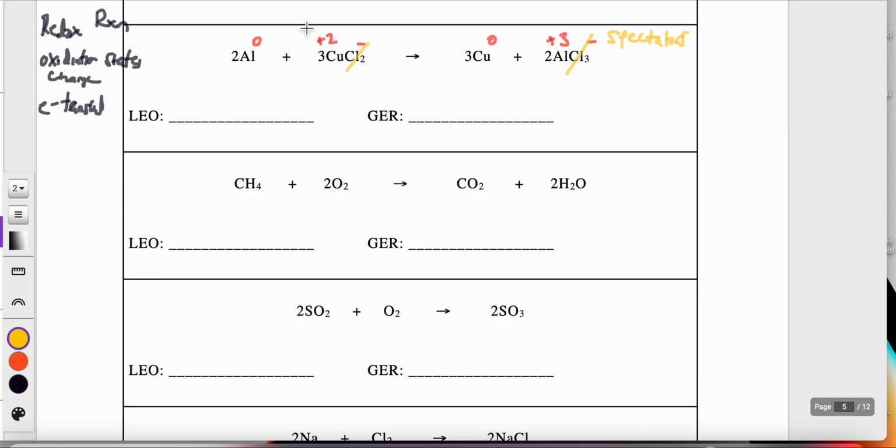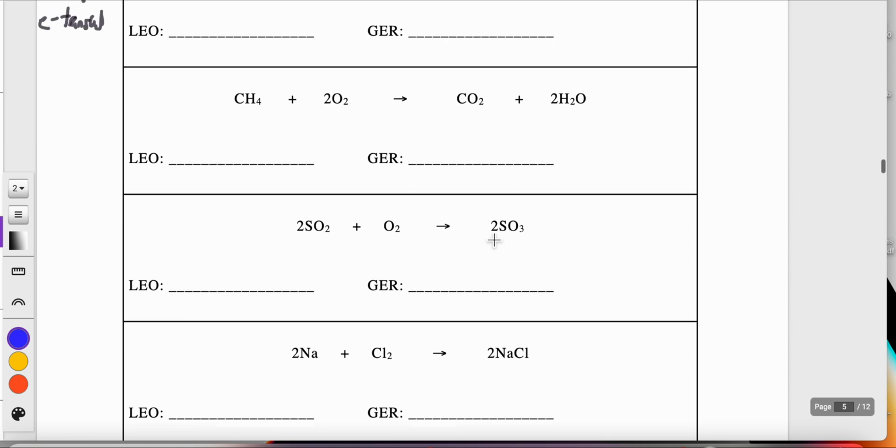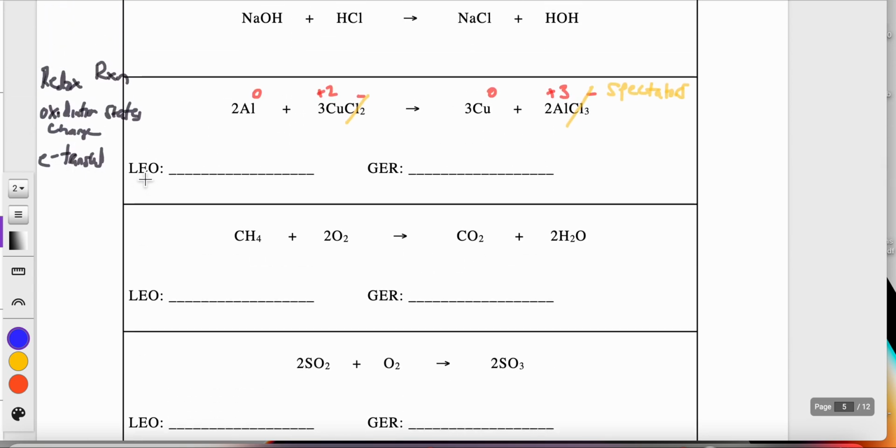So what remains, the non-spectators, are the ones that participate in the electron transfer, and we're going to figure out which one loses the electrons versus gaining. So if we go back up to the top, if you climb up the ladder and end with an increased oxidation value, more positive than where you started, that's Leo. So I'm going to write myself a little note right here. Leo means I see an overall increase in the oxidation number going up the ladder. Therefore, Ger means I have gone down the ladder.